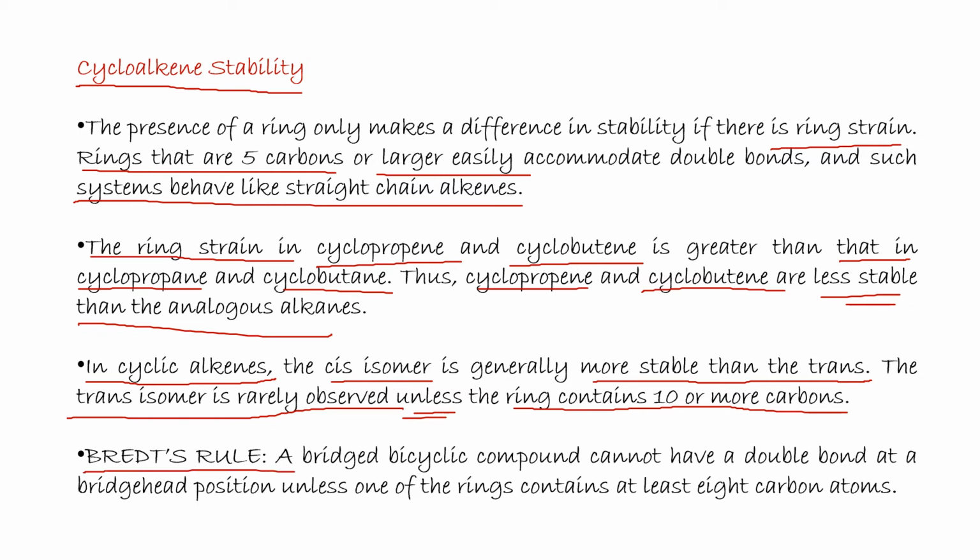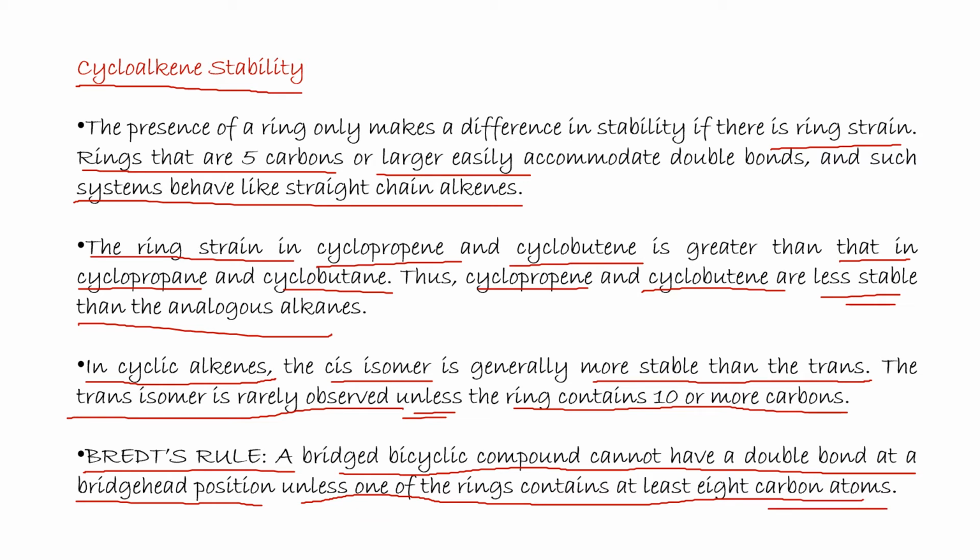Bredt's rule: a bridged bicyclic compound cannot have a double bond at the bridgehead position unless one of the rings contains at least 8 carbons. Okay? So at least one of the rings in bicyclic should be 8 carbons, 8-member ring.